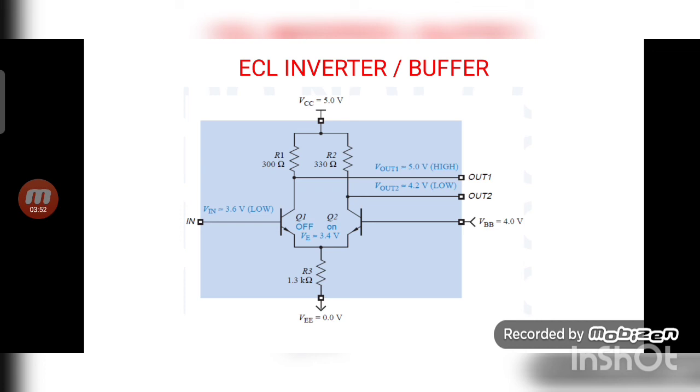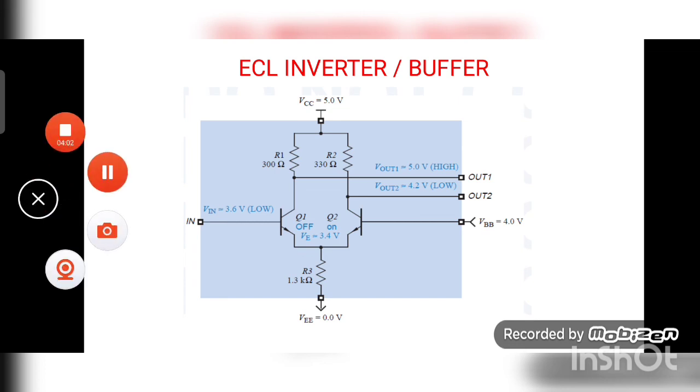ECL is the fastest logic among all the available logic families, like ETTL, ECL, TTL, CMOS and bipolar logic. So this is the basic introduction to the ECL inverter.